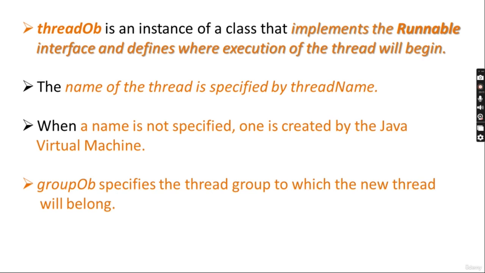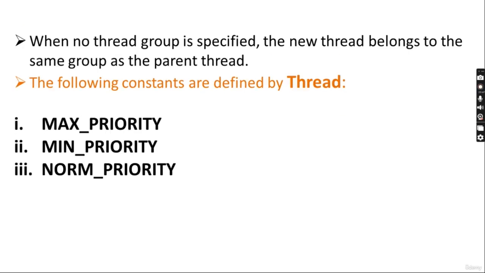Thread object is an instance of the class that implements the runnable interface and defines where execution of the thread will begin. The name of the thread is specified by thread name. When a name is not specified, one is created by the Java virtual machine. Group object specifies the thread group to which the new thread will belong. Okay. When a new thread is there, group object will specify the thread group to which the new thread will belong. When no thread group is specified, the new thread belongs to the same group as the parent thread.